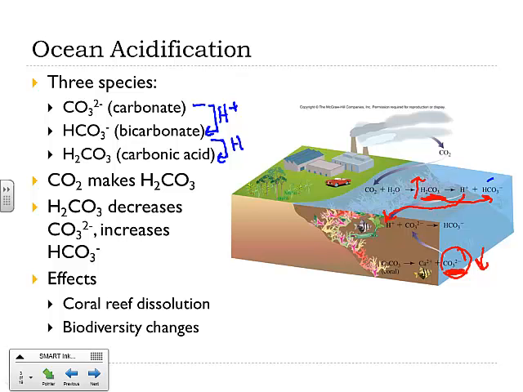Coral is really calcium carbonate as a skeleton. You also see biodiversity changes, right? If we're decreasing the carbonate, the basic part, and increasing the acidic part, you see the pH of the ocean go down. The pH becomes more acidic, causing coral reefs to dissolve, and then also changes in biodiversity. We talked about this with climate change just a couple of lectures ago, where if you change the pH of an environment, you're changing the types of organisms that can live there.